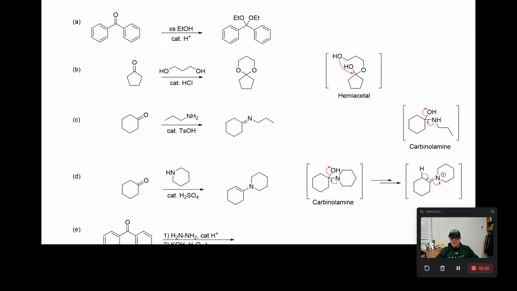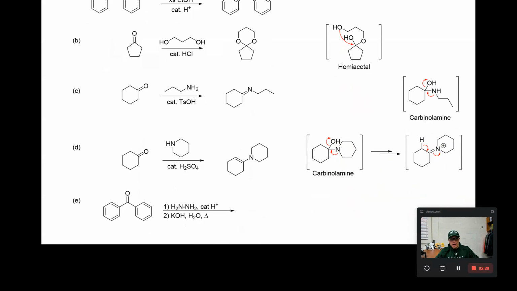Lastly, we have E right here. The first step is just a regular imine formation. Nitrogen attacks, and you get the hydrazone. The second step is the Wolff-Kishner reduction. It reduces the whole thing, and this group comes off like a Clemmensen reduction. So you get, ta-da, that one. I hope it helps.